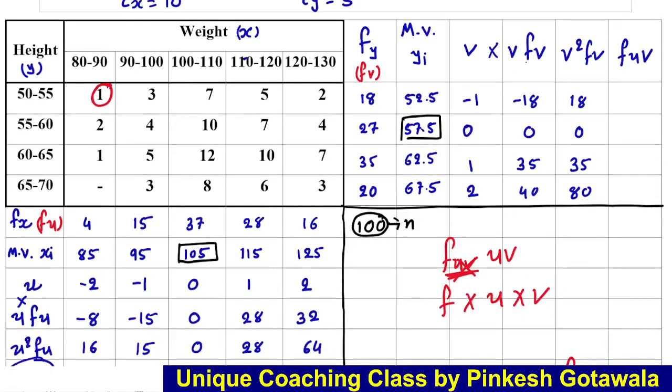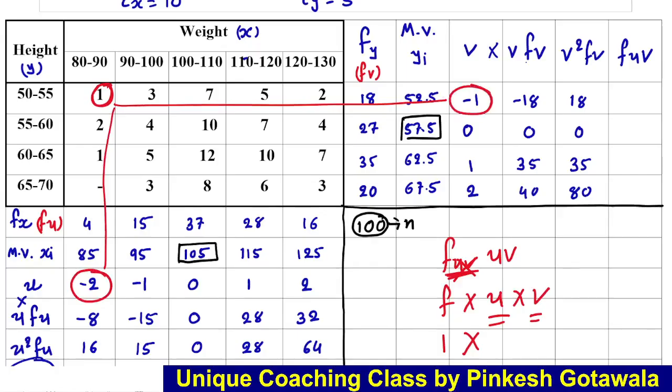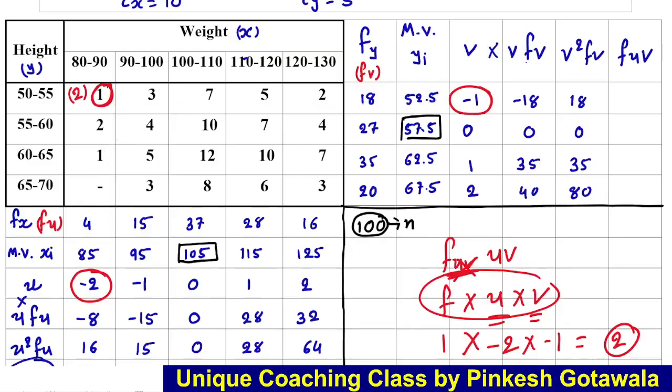So first of all, here the frequency is 1. 1 into u into v. Look here, how much are u and v? u is -2 and v is -1. So we have to multiply 1 into -2 into -1. What answer will you get? You will get 2. So here we have to write 2. It is fuv. Same way we have to find it for every number.